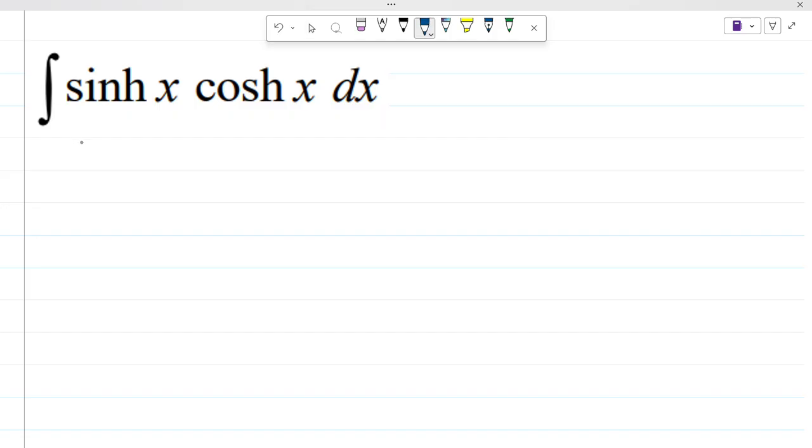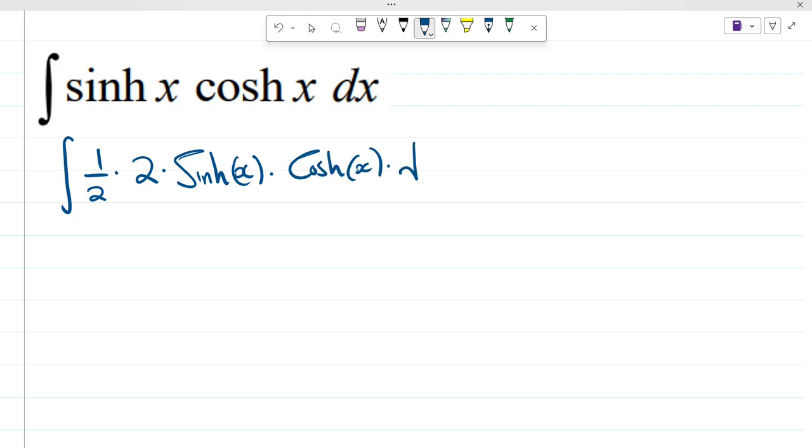So when you simplify it, it's gonna be like this. We're gonna force this to become the double angle of hyperbolic sine. So we're gonna multiply this by 1 over 2 multiplied by 2, then hyperbolic sine of x multiplied by hyperbolic cos of x dx. You understand? So what did I do here? I multiplied by 1. So 1 over 2 multiplied by 2, it's a 1.